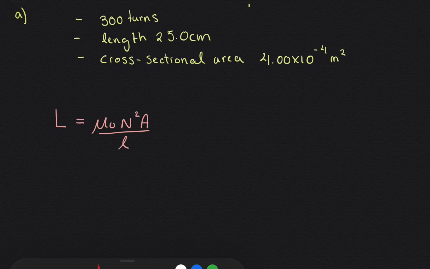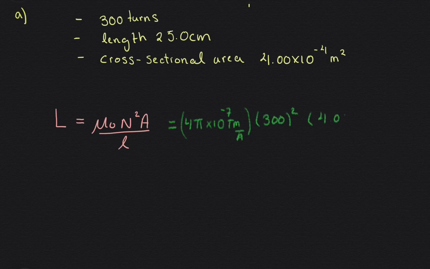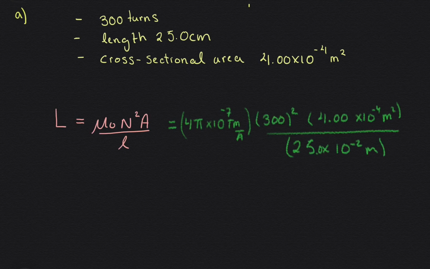So let's solve this. So I think it'll fit. 4 pi times 10 to the negative 7 meters. I forgot the Tesla meter per ampere. So we have 300 turns, correct? So we have 300 turns, quantity squared, times 4.00 times 10 to the negative 4 meters squared for the cross-sectional area, divided by L, 25 times 10 to the negative 2 meters. I forgot a 0.0 here for the correct number of sig figs. All right, so we have L to be 1.81 times 10 to the negative 4 Tesla meter squared over ampere.